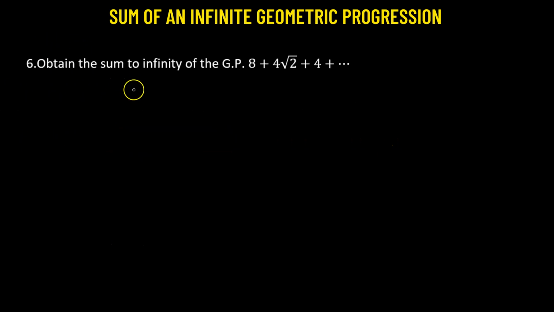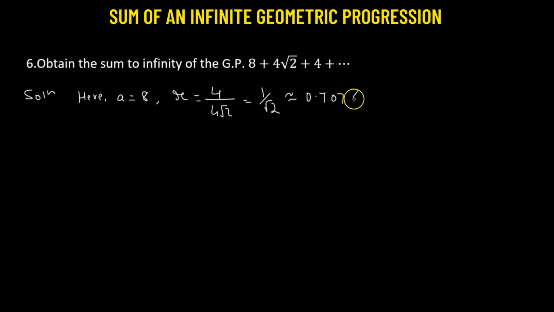Number 6, we need to obtain the sum to infinity of the given geometric progression. So here we have our first term given by 8. The common ratio will be equal to, so we'll take the third term and divide it by the second term, which is 4 times square root of 2, and this is going to give us a value 1 over square root of 2. So 1 over square root of 2, that is approximately 0.707, and this value is less than 1. So that means now we can find out the sum.